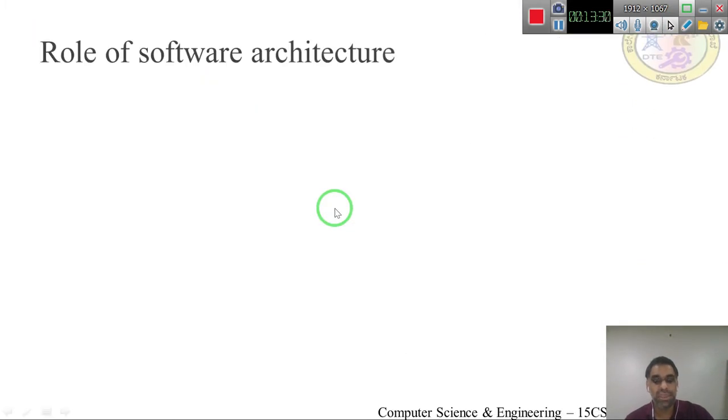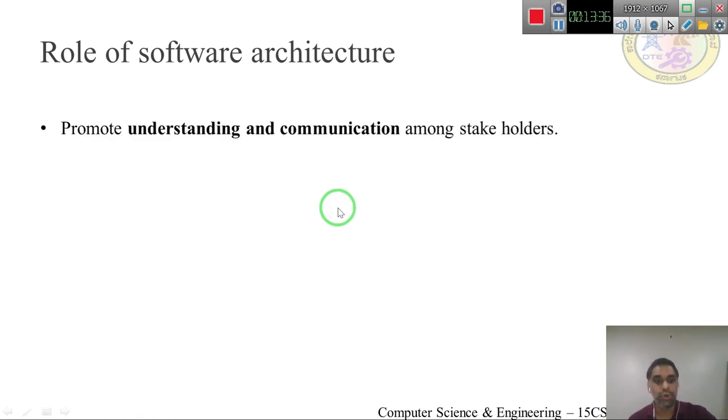So next we will see what are the roles of software architecture. So the first role would be promoting understanding and communication among stakeholders. So what do you mean by this? What is understanding and what is communication among stakeholders? Software architecture represents a common abstraction of a system that most, if not all, of the system's stakeholders can use as a basis for mutual understanding. There would be stakeholders, right? Who are stakeholders? A developer can be a stakeholder, right?